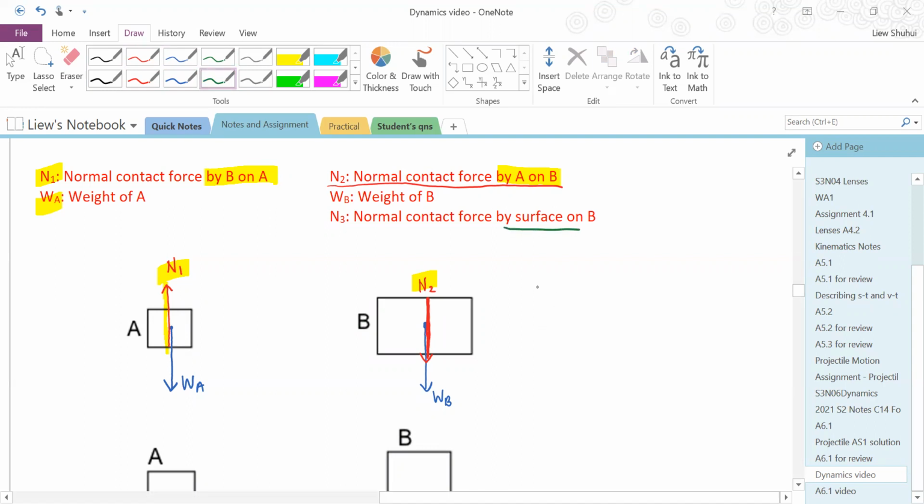Take note, if the whole thing is in equilibrium, then F net should be equal to 0, which means that N3 should be equal in magnitude to N2 plus WB, so that the upward force equals the downward force. So when you are drawing, as much as possible, try to balance the length of N3 with the total length of N2 and WB. It should be about this long. I'll call this N3. And support your free body diagram with the corresponding legend.